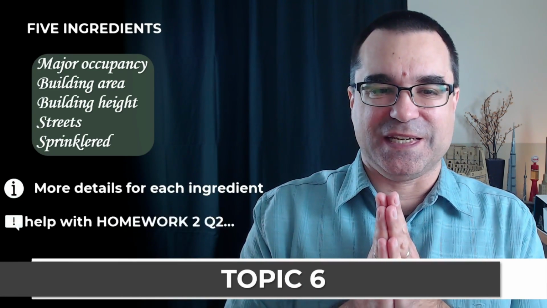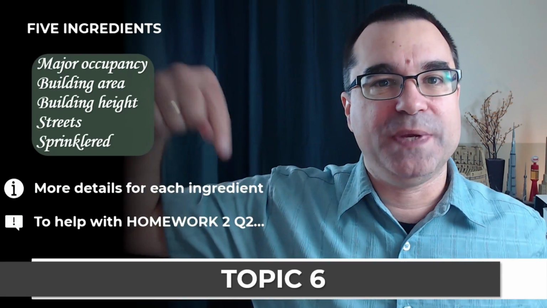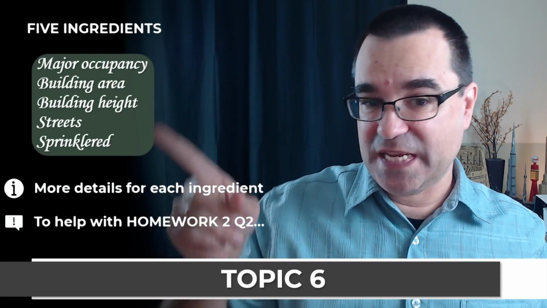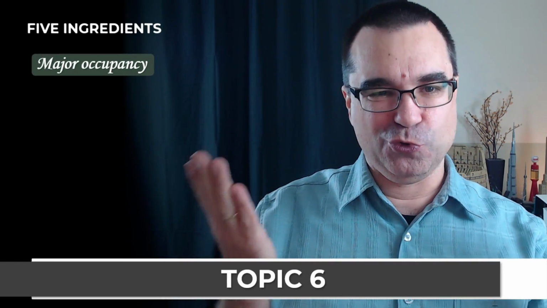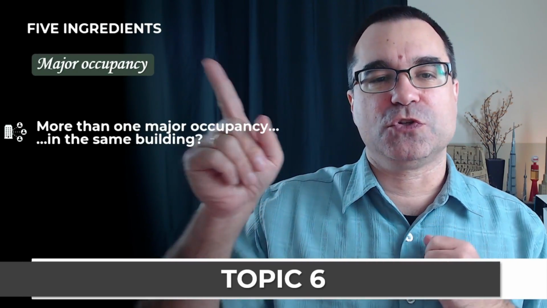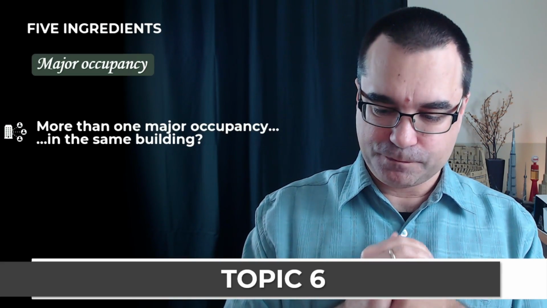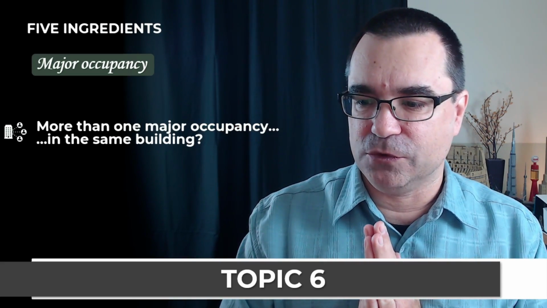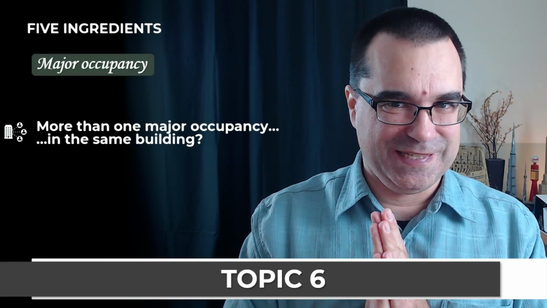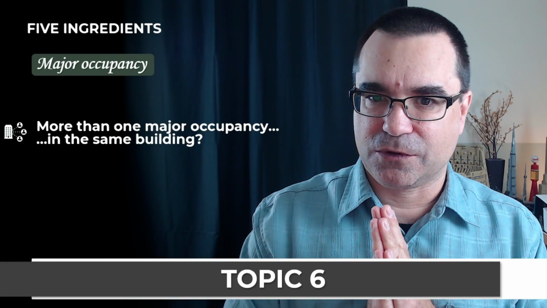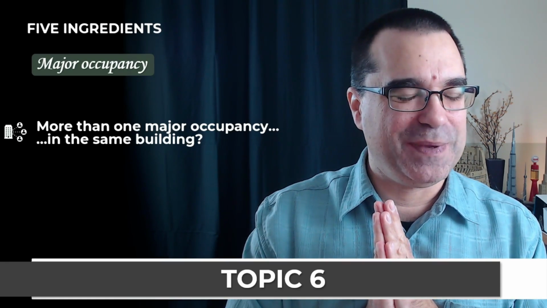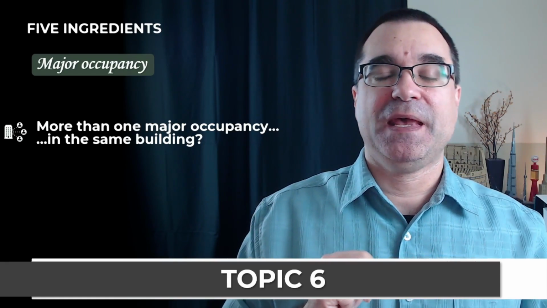Now for topic 6, what we're going to do is go into a bit more detail on each of these ingredients, and that will help you with question 2 in homework 2, which I hope is helpful. Let's start with the first one, major occupancy. We talked a fair bit about major occupancy previously, okay? Was that maybe topic 2? Topic 3 maybe? Go find out.